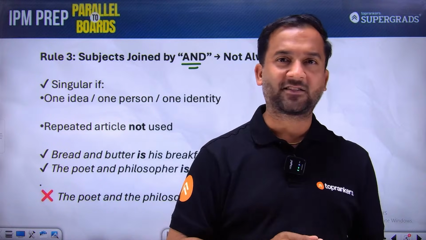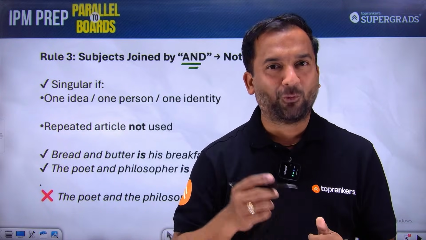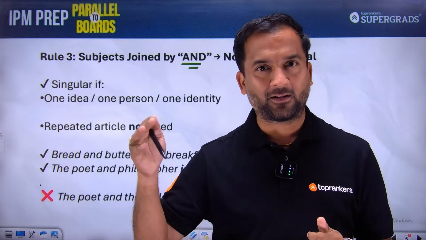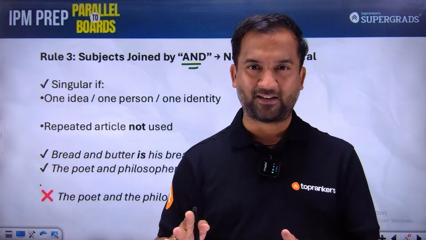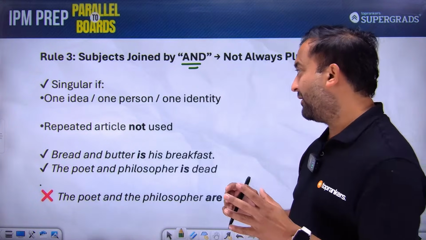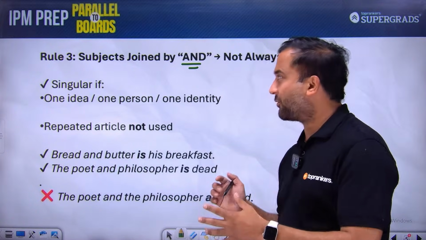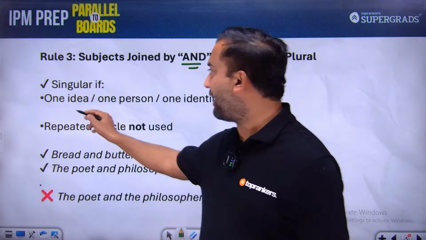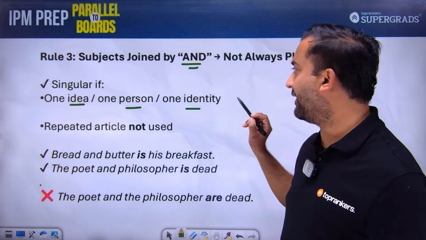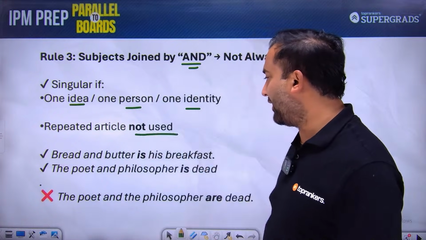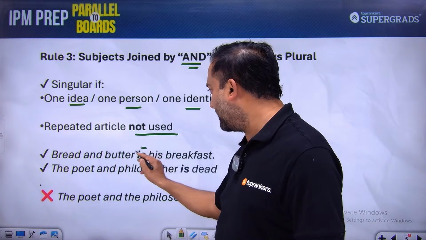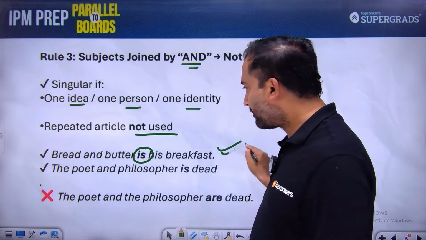But there are some cases where the two subjects act as a singular unit. And when they act as a single unit, plural verb ka role khatam. They always take a singular verb. I know example se aap zyada better samjhoge. So singular if one idea, one person, one identity. Repeated article not used. Like "Bread and butter is his favorite breakfast."